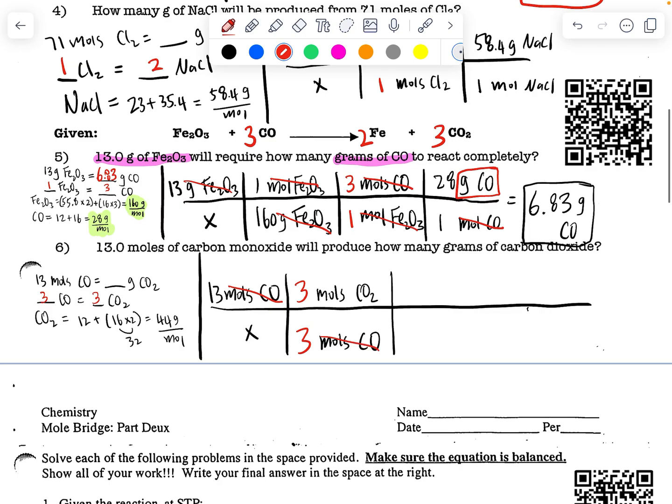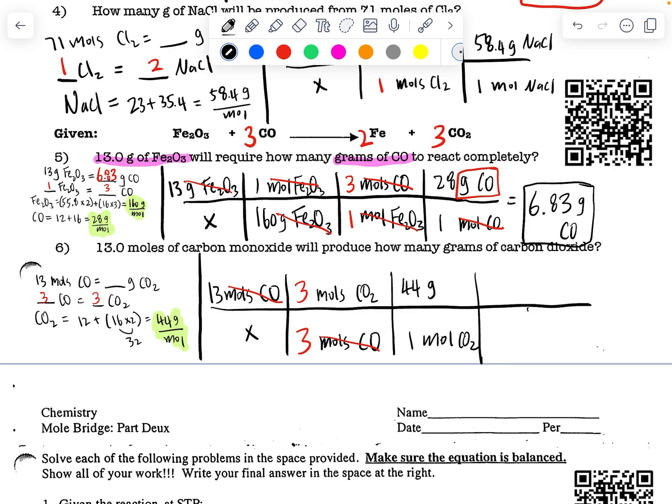Moles of CO2, the units are gone. All right, so everything is in terms of moles of CO2 now. But my question is asking me, how many grams of CO2? So now I'm going to have to use my molar mass that we just found here for CO2. For every 1 mole of CO2, that is 44 grams of CO2.